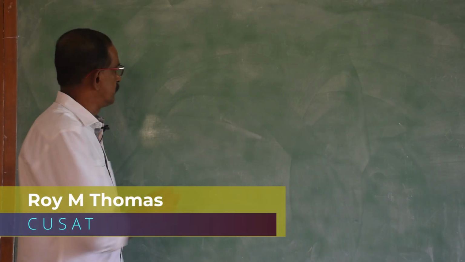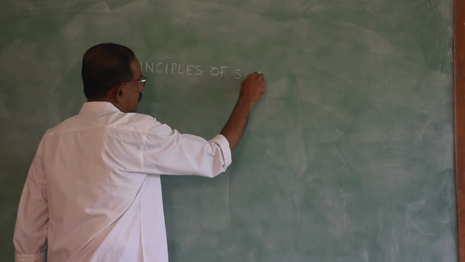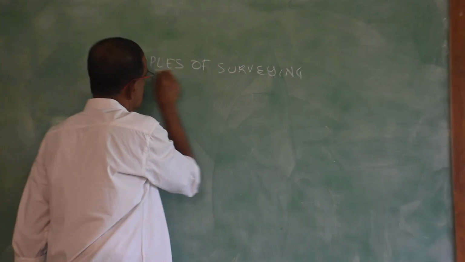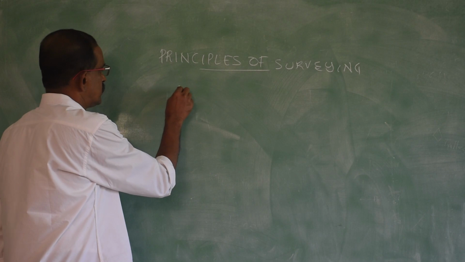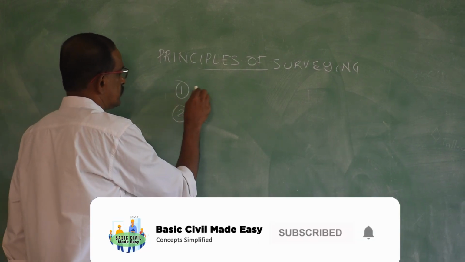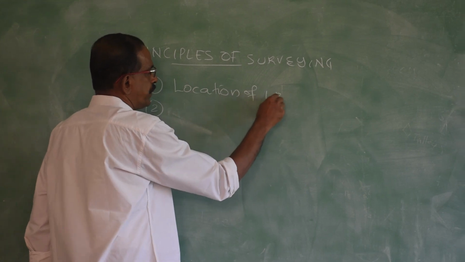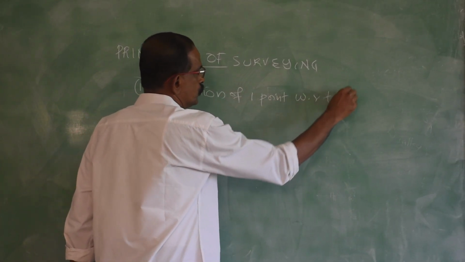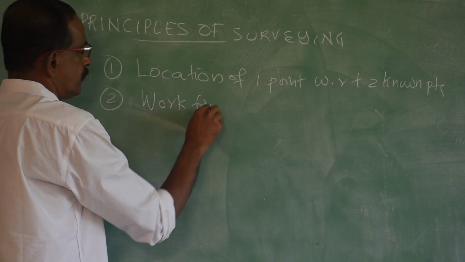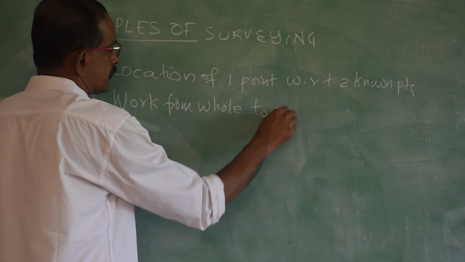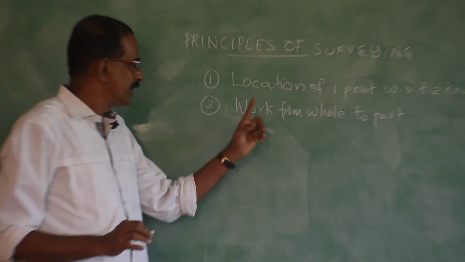Now we will see the principles of survey. All this survey work is based on two principles. The first principle says location of one point with respect to two known points, and the second principle is called work from whole to part. So, all the survey work is based on either locating one point with respect to two known points or work from whole to part.